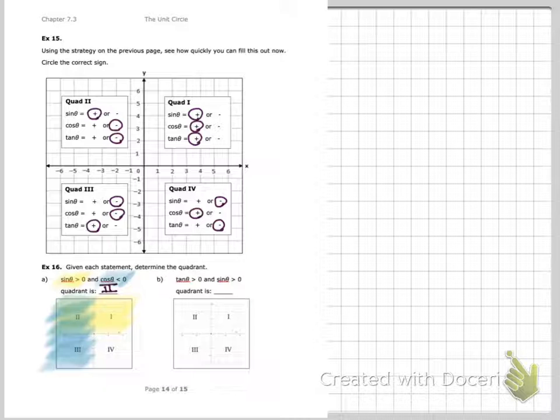B. We want to take a look at where the tangent is positive. We can check up here, tangent is positive where both sine and cosine are positive, or both sine and cosine are negative, so that's quadrant 1 or quadrant 3. So here's where the tangent is positive.